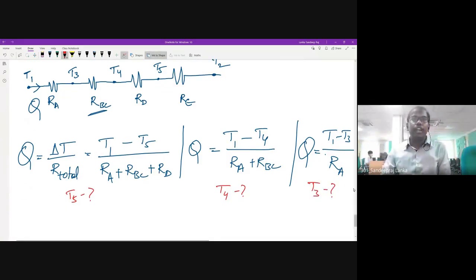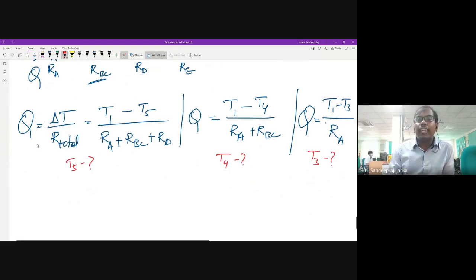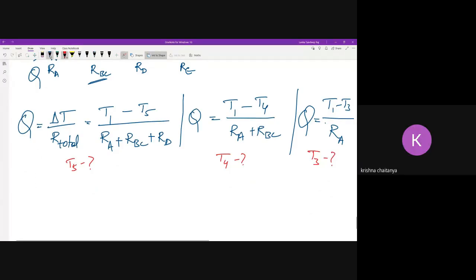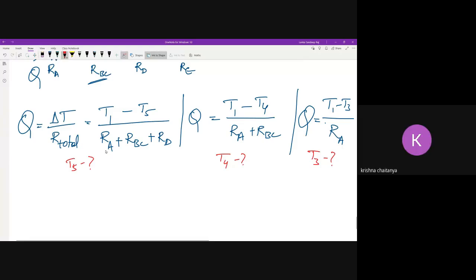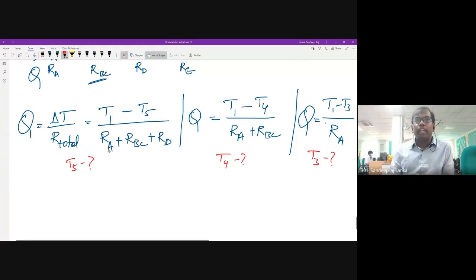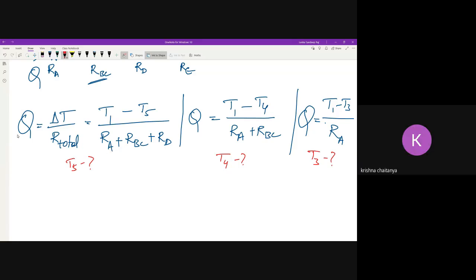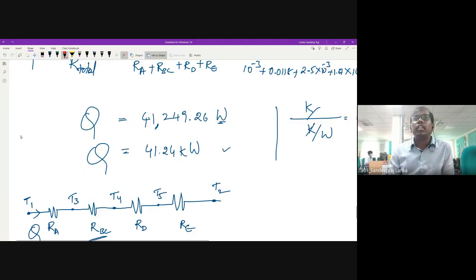So I hope you can find all of them. Please substitute and let me know. So what shall we take as the Q value? In watts, of course. You have to take it in watts, because resistance is in Kelvin per watt, not Kelvin per kilowatt. So you have to take this Q as 41249.26 watts itself.